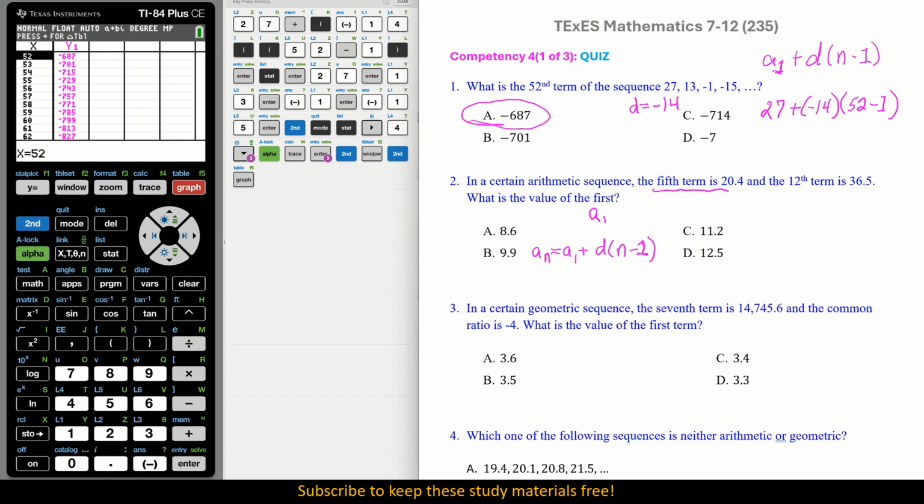So we need to pick one of these situations. They gave us two, the 5th and the 12th. I'm going to go with the 5th. All right, so we start with what it equals, our a sub n.